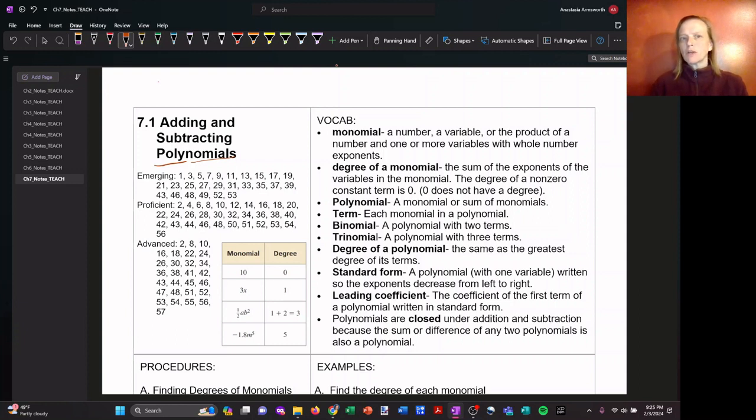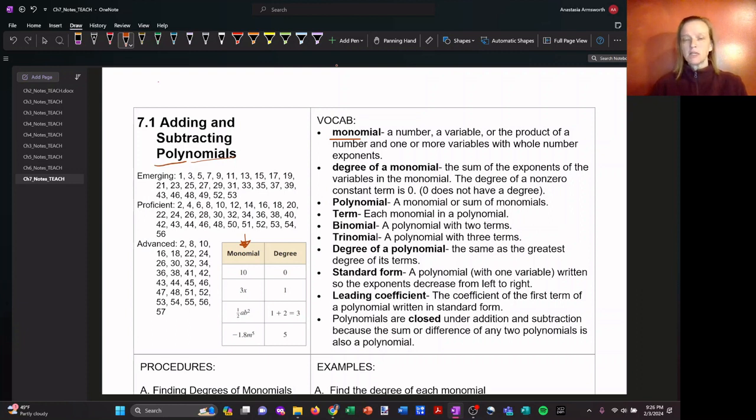So if we're going to talk about things that have many names, let's talk about things that have just one name first. So let's look at the word monomial. Mono means one, and a monomial is a number, a variable, or the product of a number and one or more variables with whole number exponents. So right here are a whole bunch of examples of monomials. So 10 is a monomial.